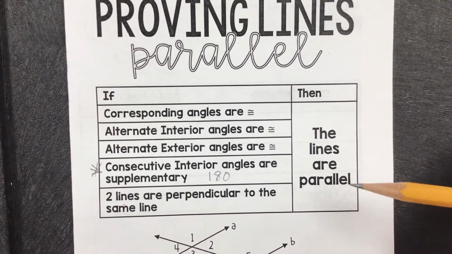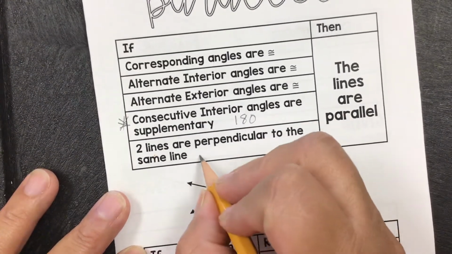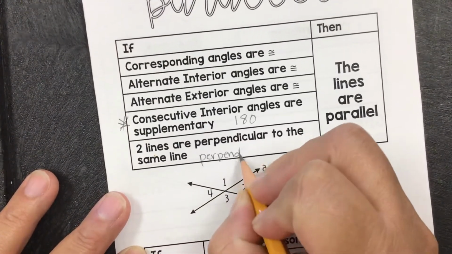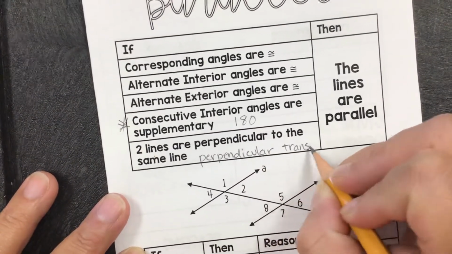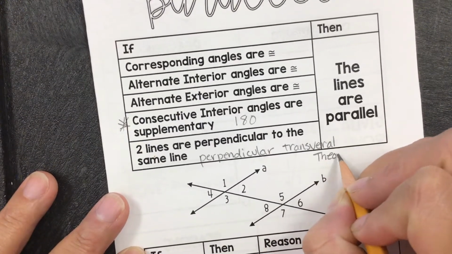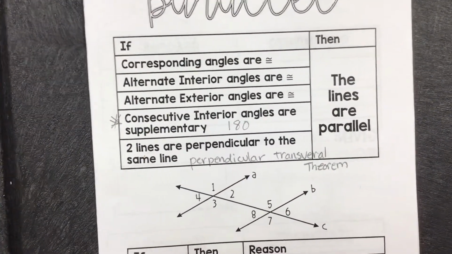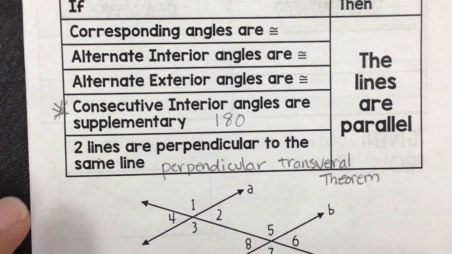Two lines are perpendicular to the same line. So we call this the perpendicular transversal theorem. And to be really honest, they're all theorems. They all state this as a theorem. And we could also talk about its converse, or the reverse order of these statements. We're just going to focus on them by name as their theorem.